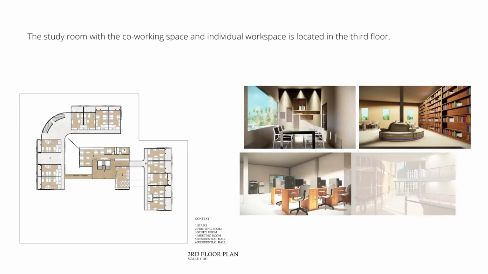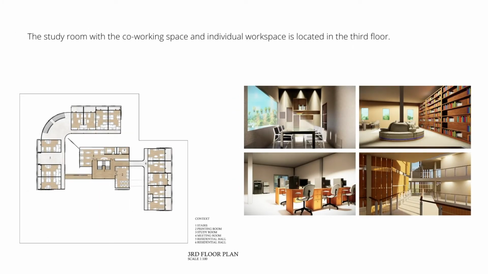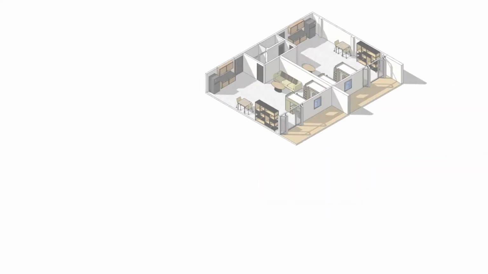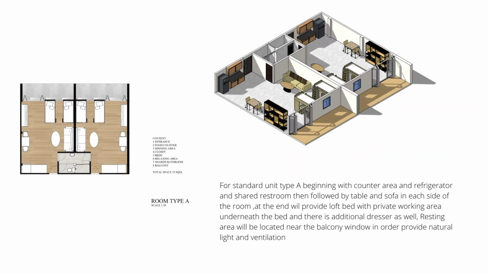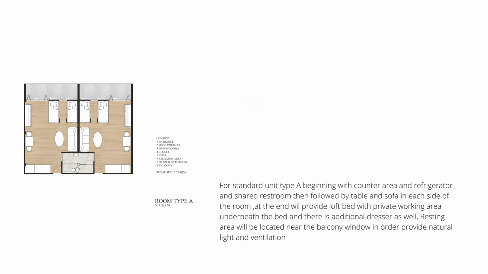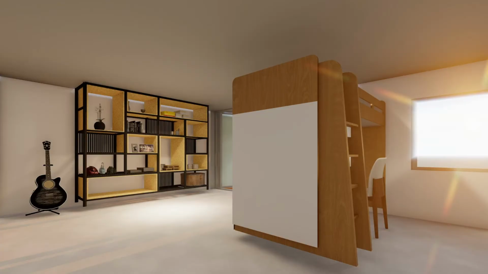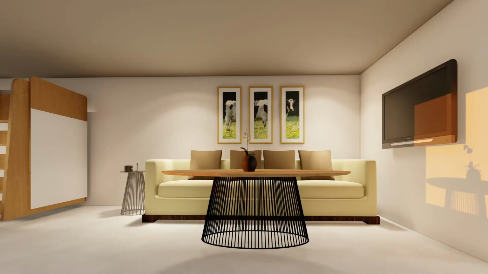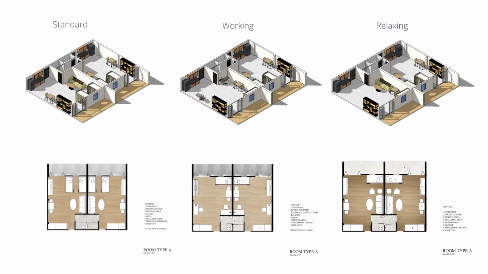The study room with the co-working space and individual workspace is located on the third floor. For the standard unit type A, it begins with a counter area, refrigerator and shared restroom, followed by a table and sofa on each side of the room. At the end is a loft bed with a private working area underneath the bed, and there is an additional dresser as well. The resting area will be located near the balcony window in order to provide natural light and ventilation.